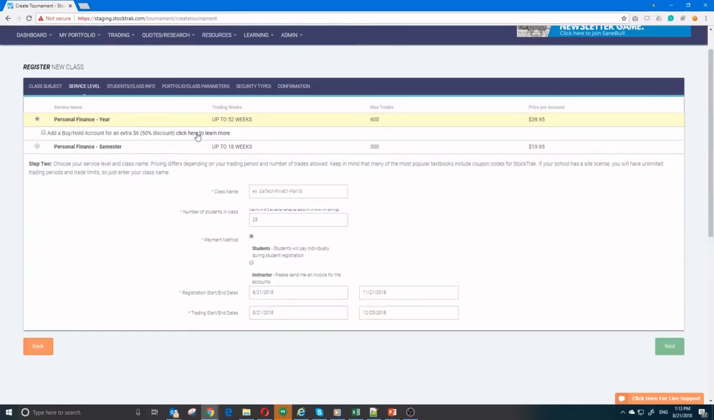Next, you're going to choose the service level that you want. You can either have it as a full year service, or you can just have it going for a semester long. We do charge more for the year-long service, but most classes will use the semester-long service. Next, just give it a name.